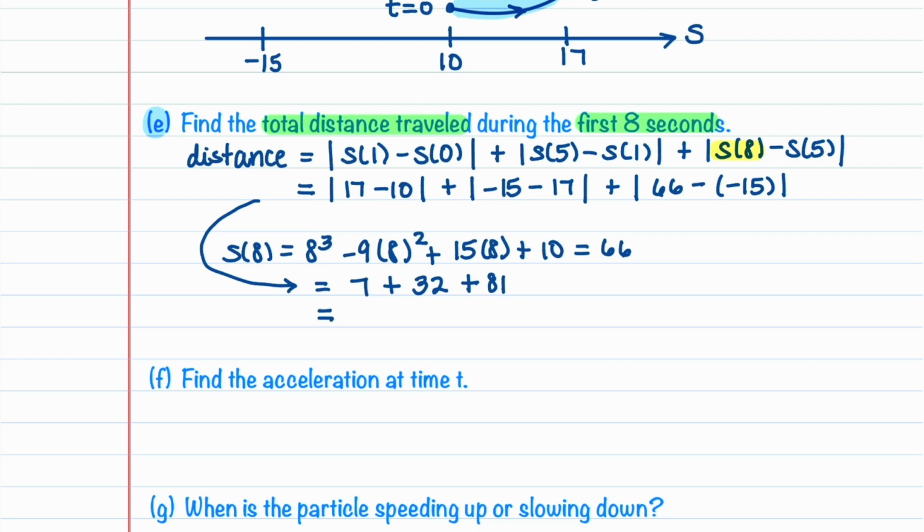And this adds up to be 120, and we need to put units. It is in terms of meters. So the total distance traveled in the first 8 seconds is 120 meters.